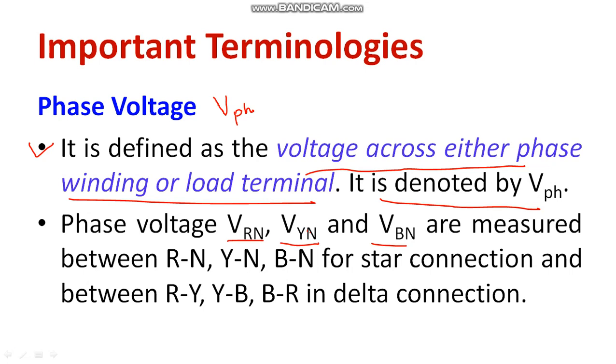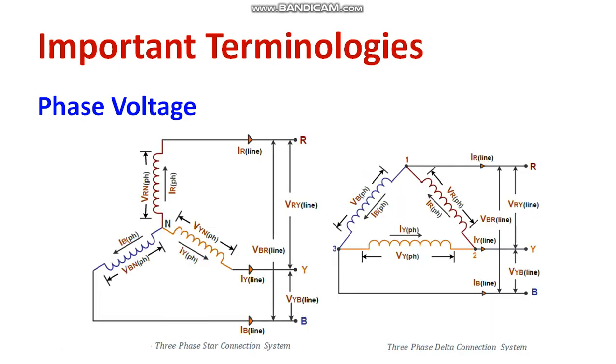In a delta connection, things are different. That means line voltage and phase voltage will be the same. I will let you know afterwards. First I will show you the diagram so that you will understand the concept. All of you please observe here. As you can see, there are two types of three-phase connection. The first one is called star connection. The other one is called delta connection. That I will discuss in detail.